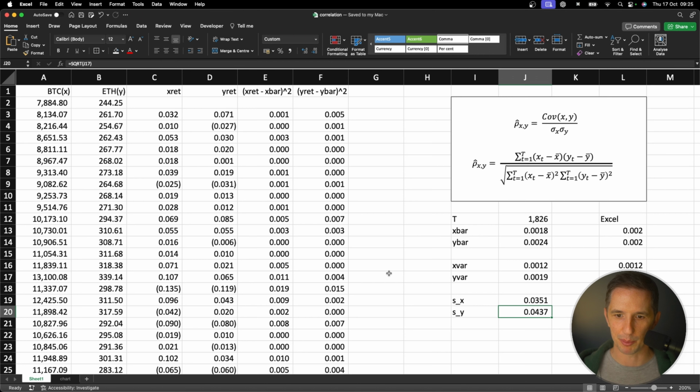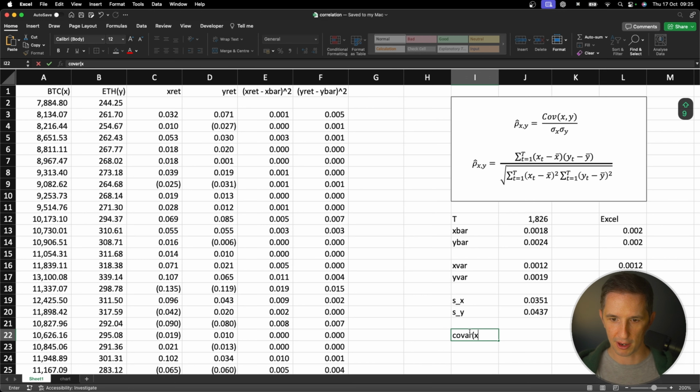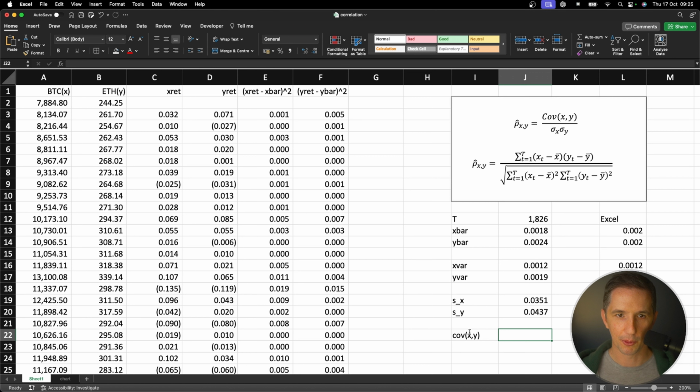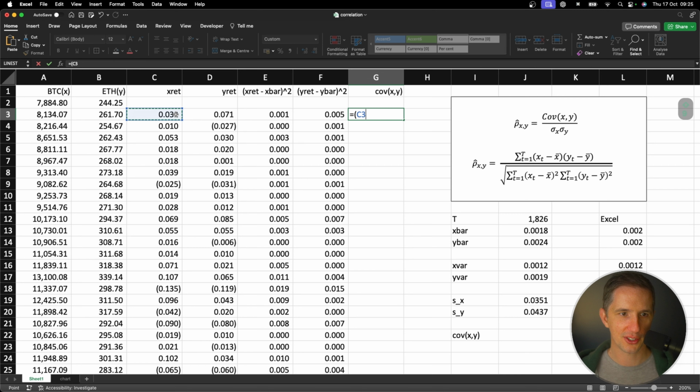But we're not done yet because we haven't even calculated the covariance. So let's say covar, or covariance like this, of x comma y. How do we do that? Well, that is simply going to be this multiplied by this. So covar of x and y is going to be equal to x, this column over here, minus x bar, multiplied by y minus y bar over here. That there is going to be essentially our covariance that we use for correlation.